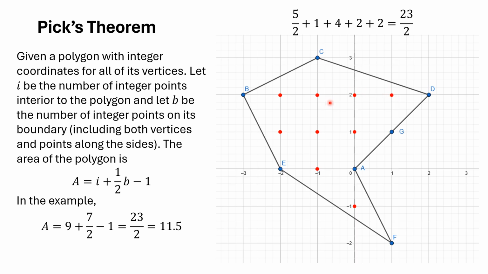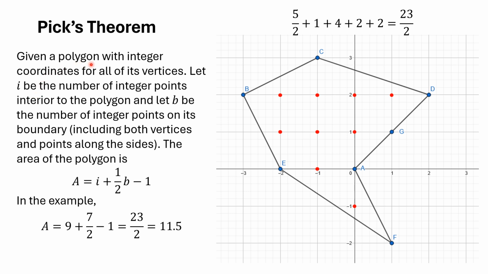So these are called lattice points, and the theorem is about finding the area of a polygon based on its integer points interior to the polygon, as well as the vertices of the polygon. So here, these are the conditions that we need to have in order to apply the theorem.